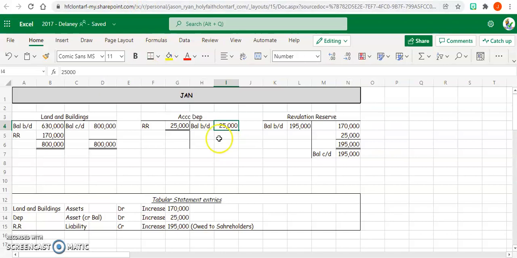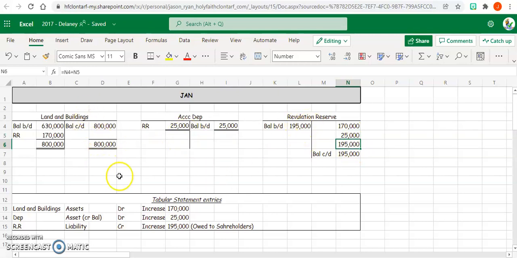So we're going to credit our revaluation reserve. To get rid of the accumulated depreciation, we're going to debit the accumulated depreciation account 25,000. So now there's nothing in our cumulative depreciation. So we're going to debit our accumulated depreciation account and we're going to credit our revaluation reserve account. So our balance for the revaluation reserve account is going to be 195,000.